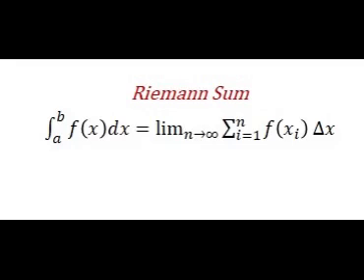Hence, integral a to b f of x dx is equal to limit n tending to infinity of summation i equal to 1 to n f of xi into delta x. The same idea is extended to double integrals.